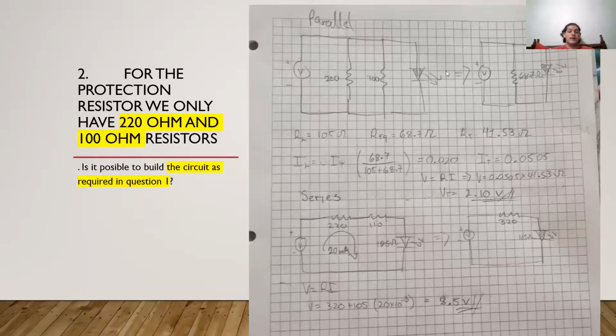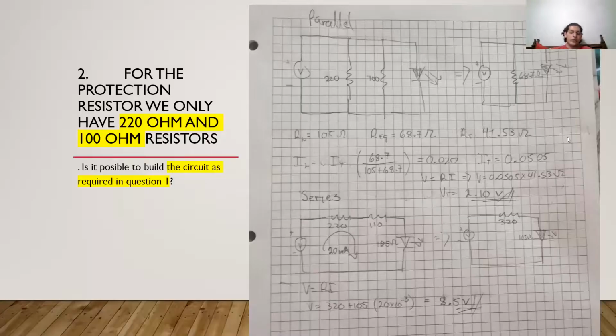Then we're told that we have only two resistors, one of 220 ohms and one of 100 ohms. They ask if we can build a circuit that has the same effects on the LED. The only two ways this can be done are in parallel or in series. What I first did is calculate the parallel option.